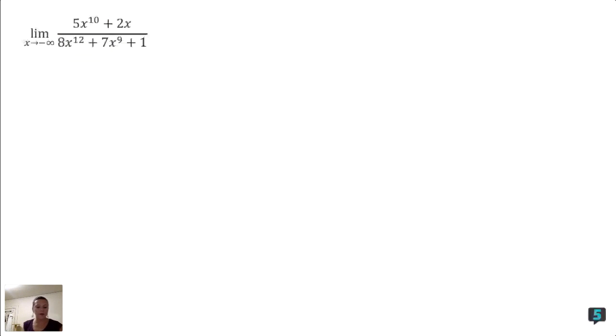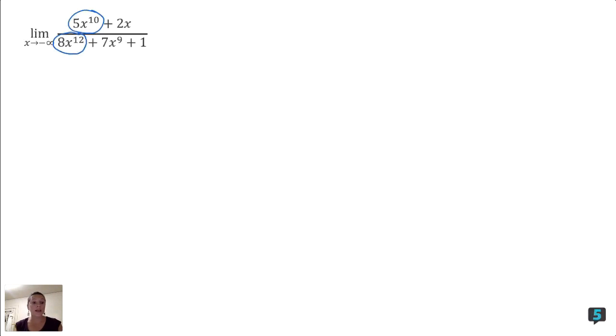All right, this time we are approaching negative infinity. So we've got the limit as x approaches negative infinity of 5x to the 10th plus 2x over 8x squared plus 7x to the 9th plus 1. In my numerator, what is the only term that I am going to consider? It's that 5x to the 10th. In my denominator, the only term I'm going to consider is that 8x to the 12th.